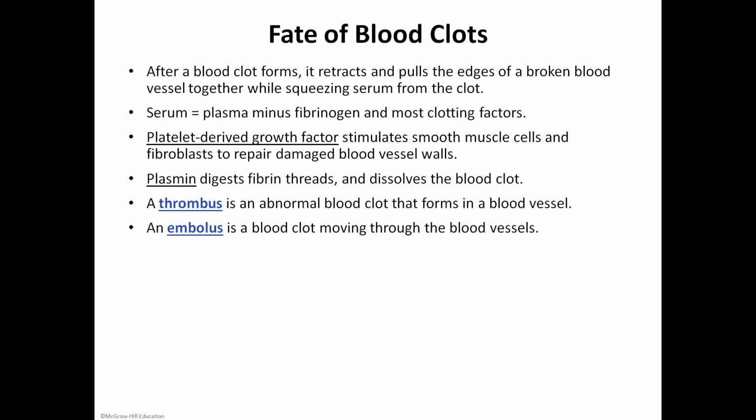However, you can see some abnormal clotting that can take place. A thrombus is an abnormal clot that forms in a blood vessel, versus an embolus is a blood clot that actually has broken off and it moves through the blood vessels. And either one, again, can be extremely dangerous. While we think of blood clotting as being a very good thing, again, developing a blood clot in an area that shouldn't can cause some major problems to take place.